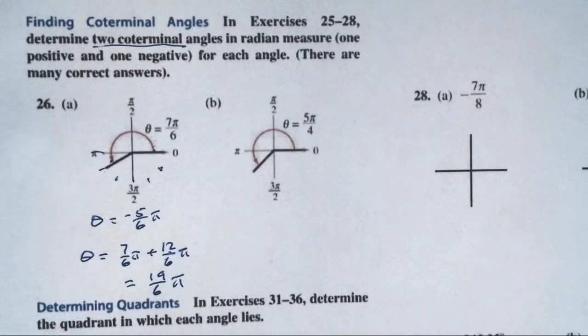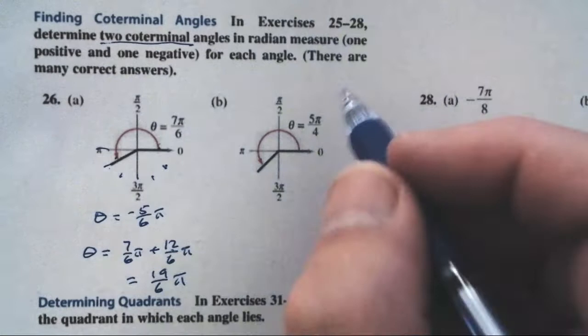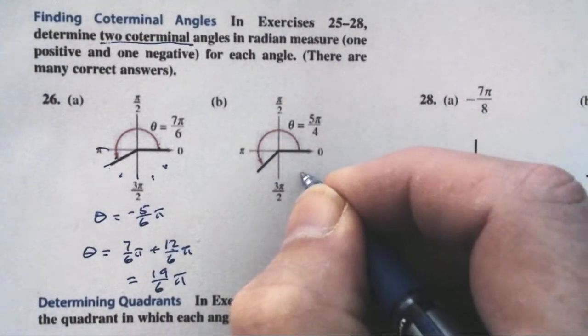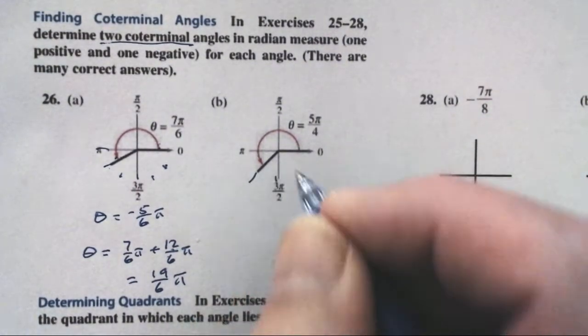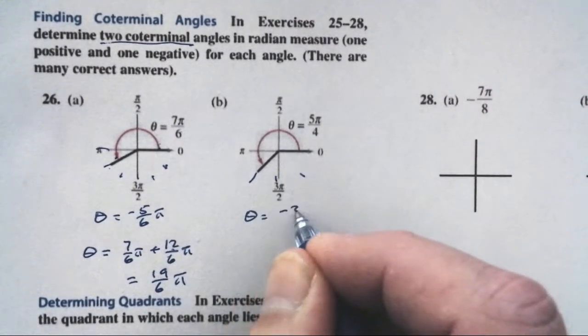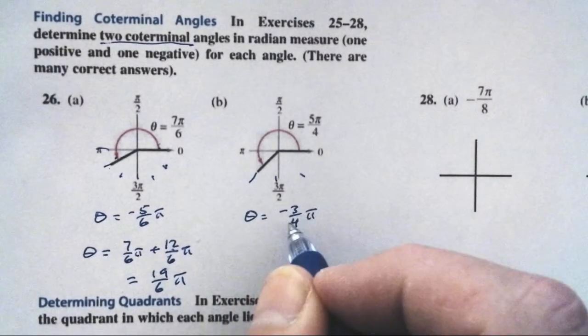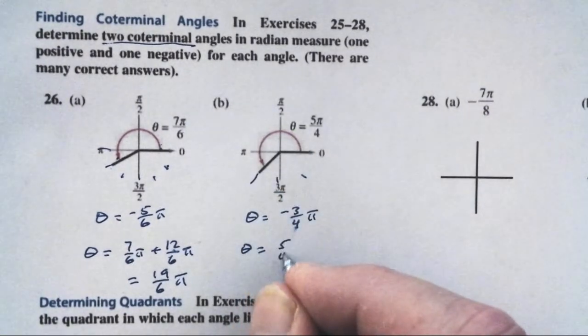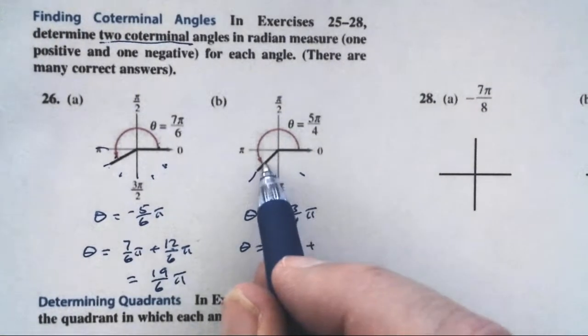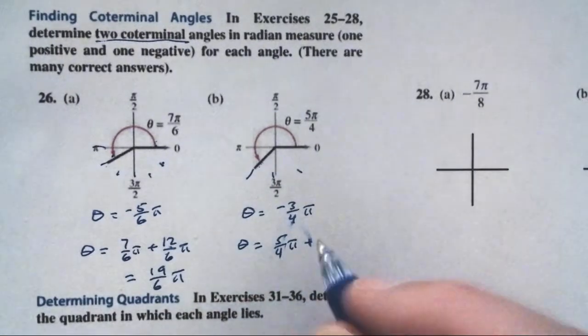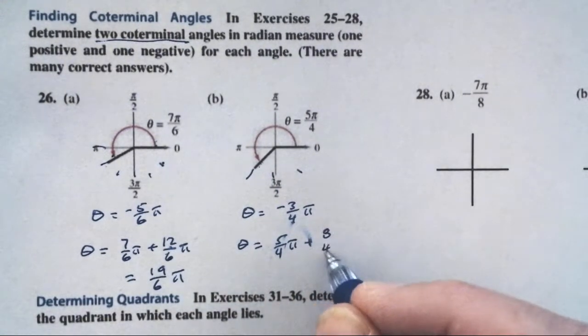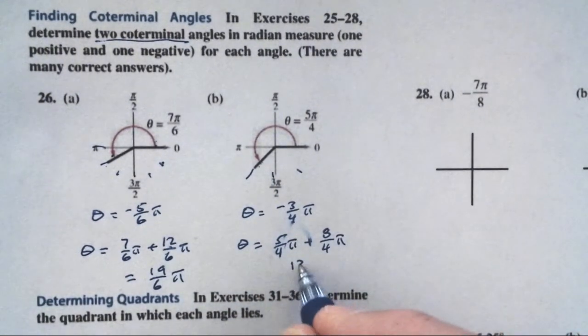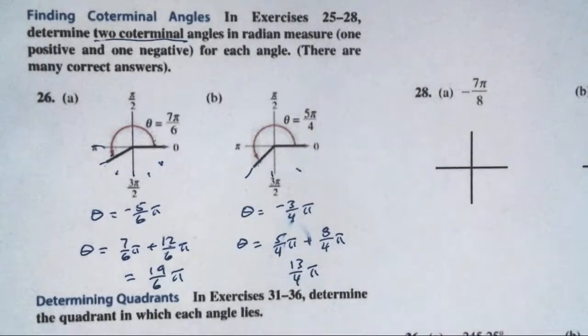And B, virtually the same problem. Fourths, 1/4, 2/4, 3/4. Theta could be negative 3/4 pi. There's our negative solution. Or theta could be 5/4 pi plus spin a full revolution around, 2 pi more, or 8/4 pi, and we get 13/4 pi.